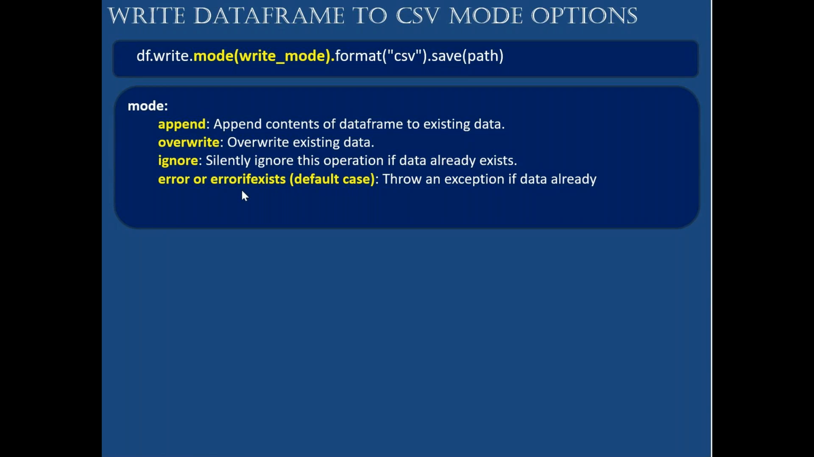Okay, so when this error comes, you can see it throws an exception if data already exists. If data already exists, it will throw an error, otherwise the error will not occur. This is the error-if-exists mode. Understood, team? These are the modes we have.